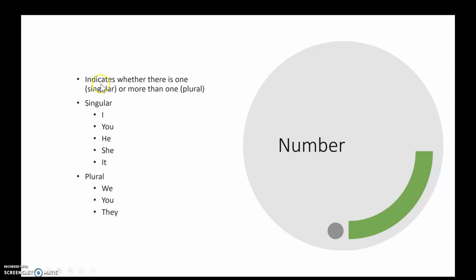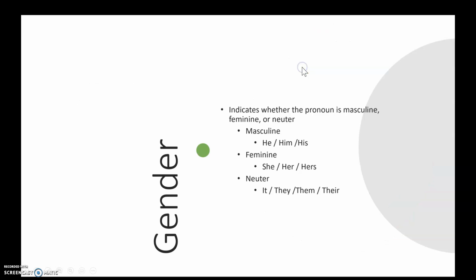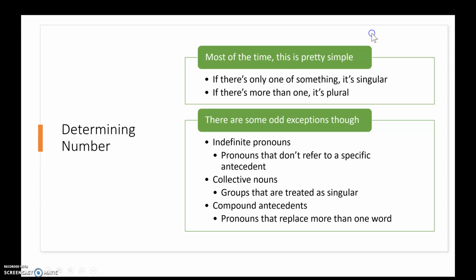So number indicates whether it's singular or plural. So singular pronouns: I, you, he, she, and it. Plural pronouns are we, you, they, and them. So gender indicates whether the pronoun is masculine or feminine or neuter. He, him, and his are masculine, feminine are she, her, and hers. And our very small handful of neuter words are it, they, them, and their.